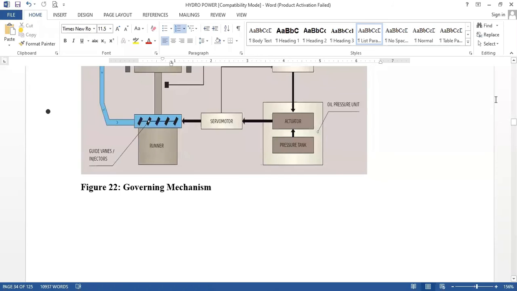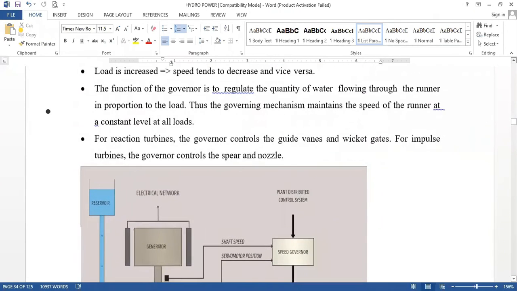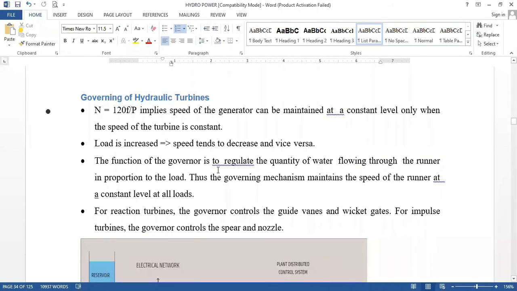So some theoretical aspect of governing mechanism, you can note down. The function of the governor is to regulate the quantity of water flowing through the runner in proportion to the load. Thus, the governing mechanism maintains the speed of the runner at a constant level at all the loads. So governing mechanism will maintain the speed of the runner at a constant level, by which we can maintain the frequency of the generated electricity constant.